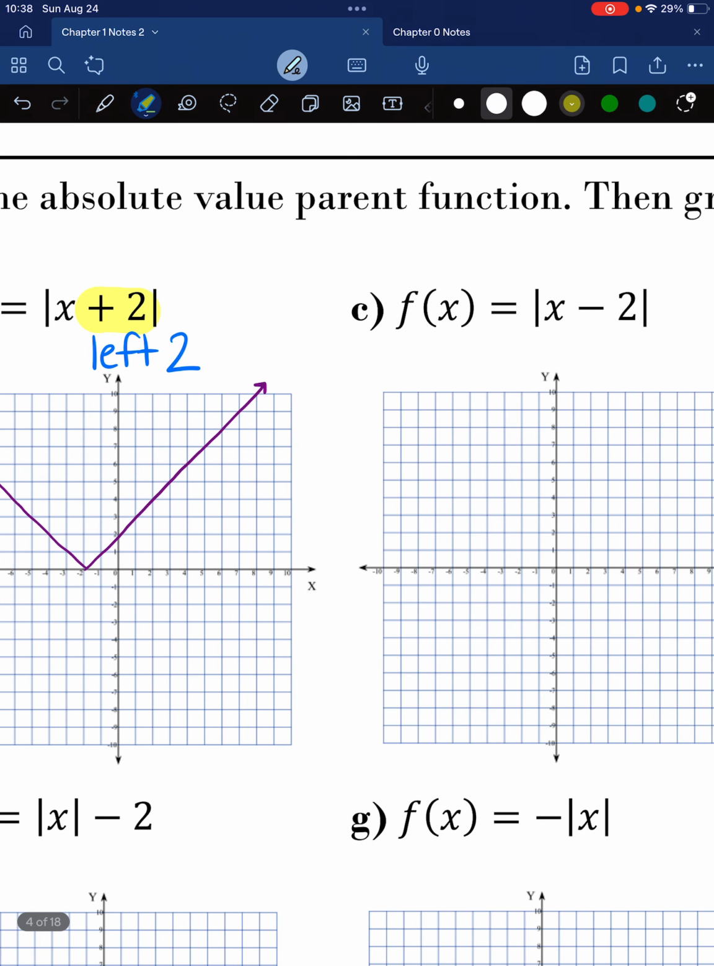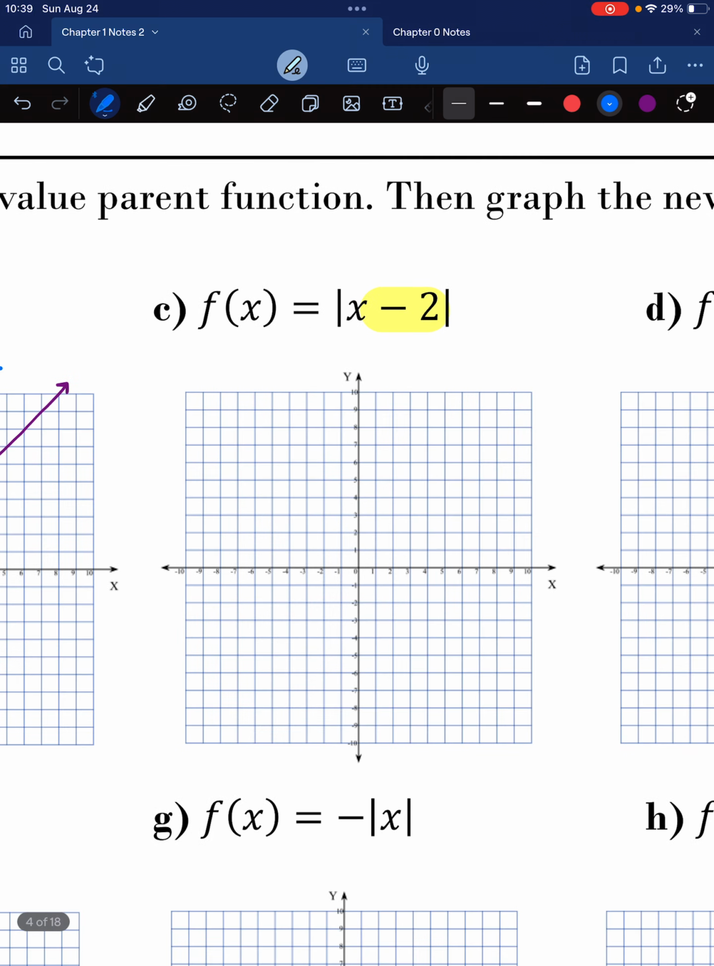which means this should be the opposite, right? Because if adding 2 moves it to the left, I'm going to guess subtracting 2 moves it to the right, but I don't know. Let's see. Take some time, pause this video, type it in your calculator. It's just good practice. And you do indeed see that subtracting 2 on the inside of the parentheses there is going to move the graph to the right 2.